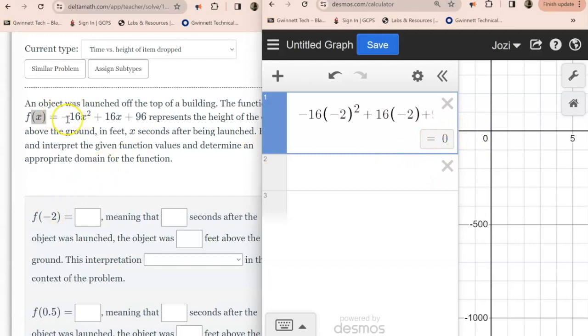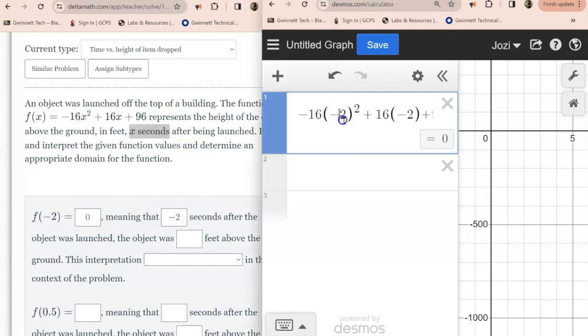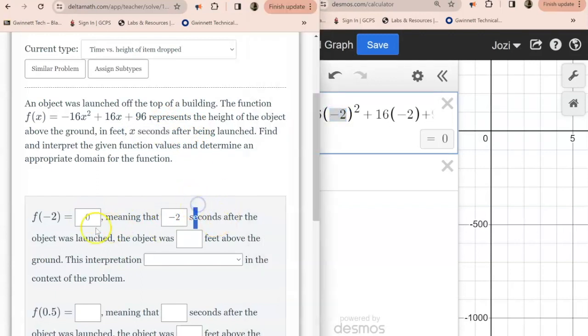So when I evaluate this function, my height is 0. So after negative 2 seconds, my height is 0. So meaning that at negative 2 seconds, because that's what x is, right? X is seconds. So what did I put in? X was negative 2, right? After the object is launched, the object was 0 feet above the ground.